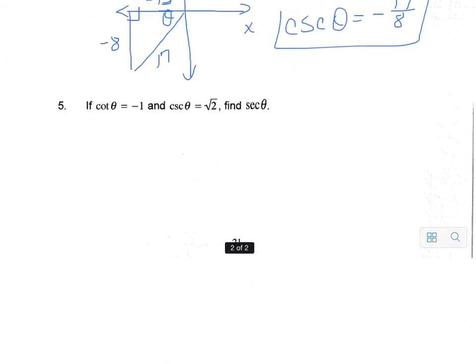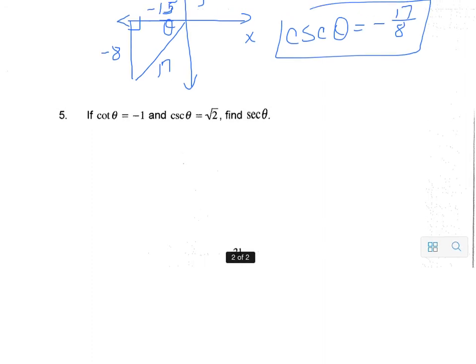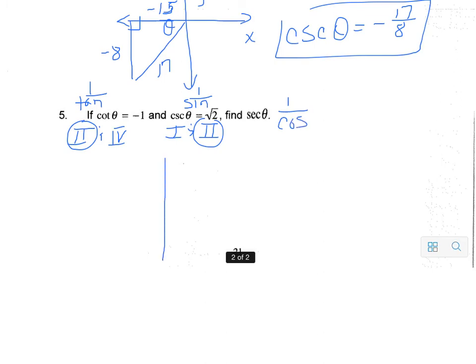Cotangent of theta is -1. So cotangent is 1 over tangent. Let's see here. Tangent is negative in quadrants 2 and 4. Cosecant is 1 over sine, and that's positive. And sine is positive in quadrants 1 and 2. So it looks like they both share 2 in common. Secant is 1 over cosine. So I'm going to draw it in quadrant 2 this time.